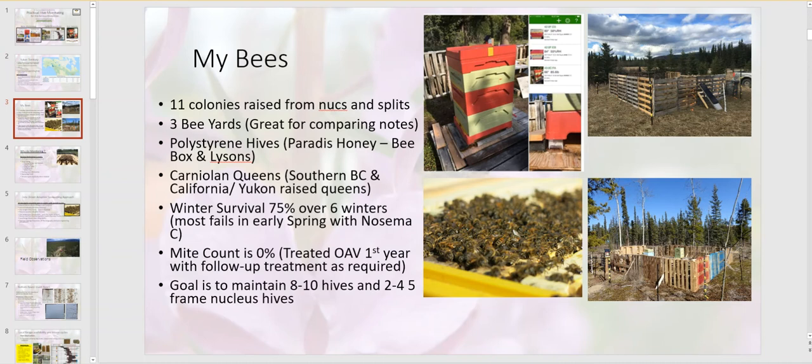My bees: 11 colonies in 3 bee yards. I use polystyrene hives, mostly Carniolan queens from southern BC or California. I do have some hives with my own raised queens. My typical survival rate is, I'd say, 75% to 95%. I did have a few Nosema issues a few years ago that brought my overall winter rate down. Mite counts when I do washes are zero, so I tend to just use OAV to give me an indication of mite numbers. And I treat all my first year hives.